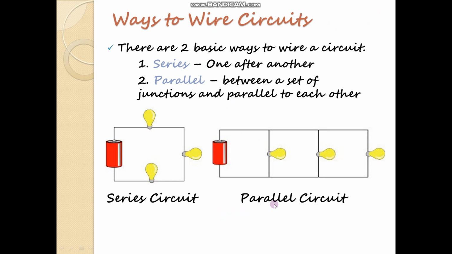Now, ways to wire the circuits, means how to connect the circuits. See, there are two different ways to connect the circuits. First is the series circuit and second is the parallel circuit. In a series circuit, we connect the components one after another, or in cascade type, and in the parallel we connect the components between the set of junctions, or in parallel to each other. Now we will see them in detail.